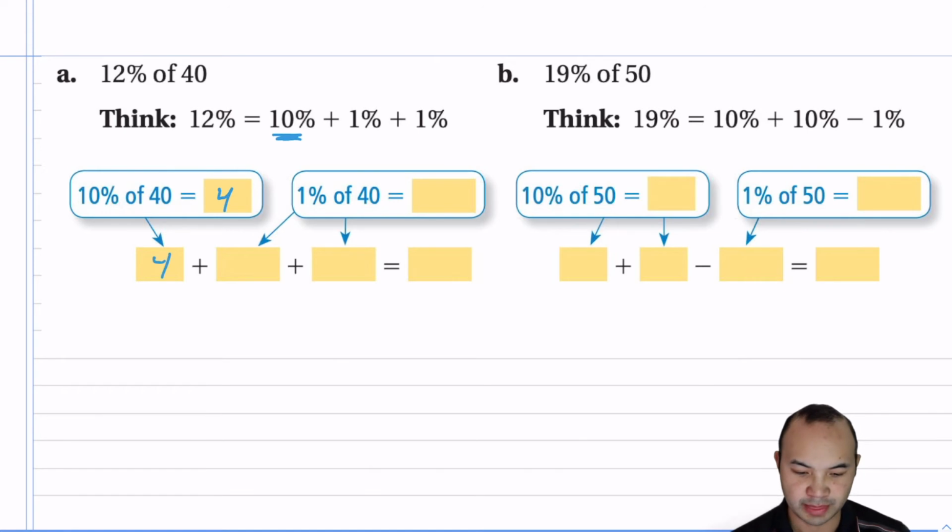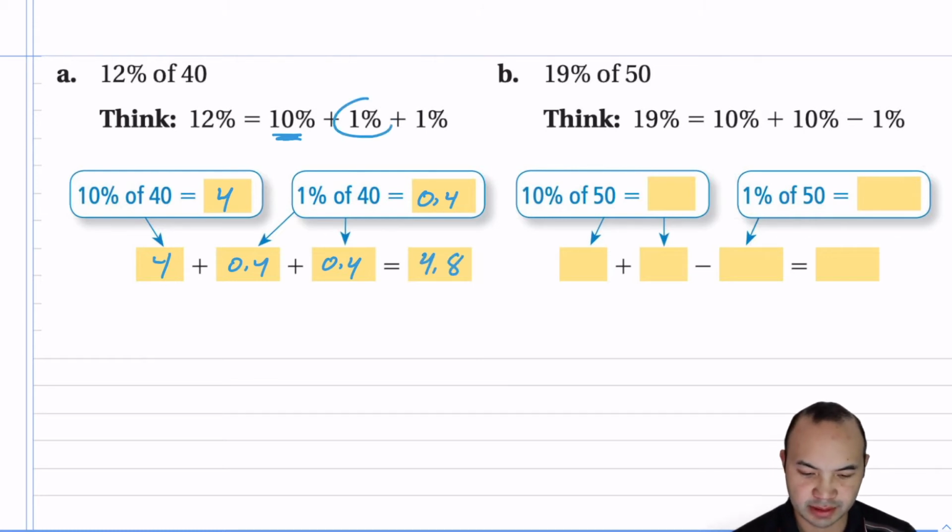So you get 4. And 1% of 40? Well, 1% of 40 is 0.4. So if you add all those together, you get 4.8. And maybe I didn't explain how you get 1%.